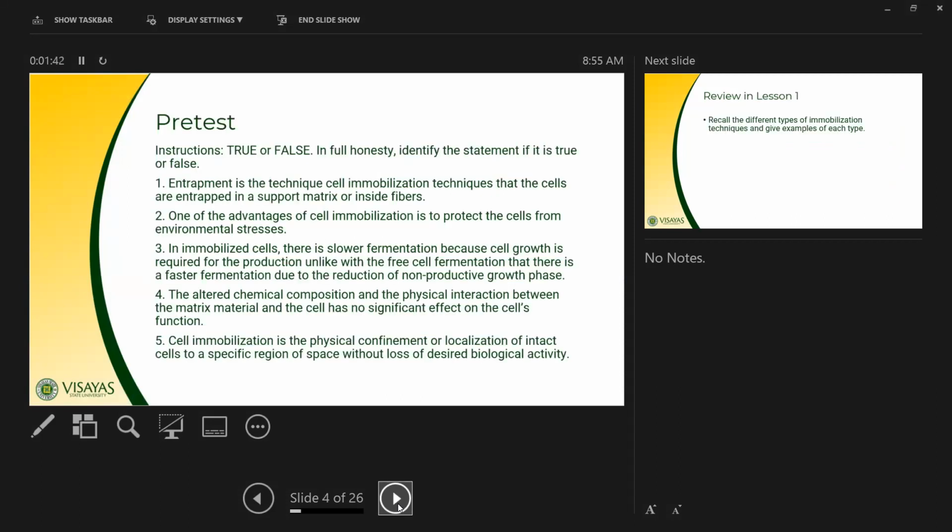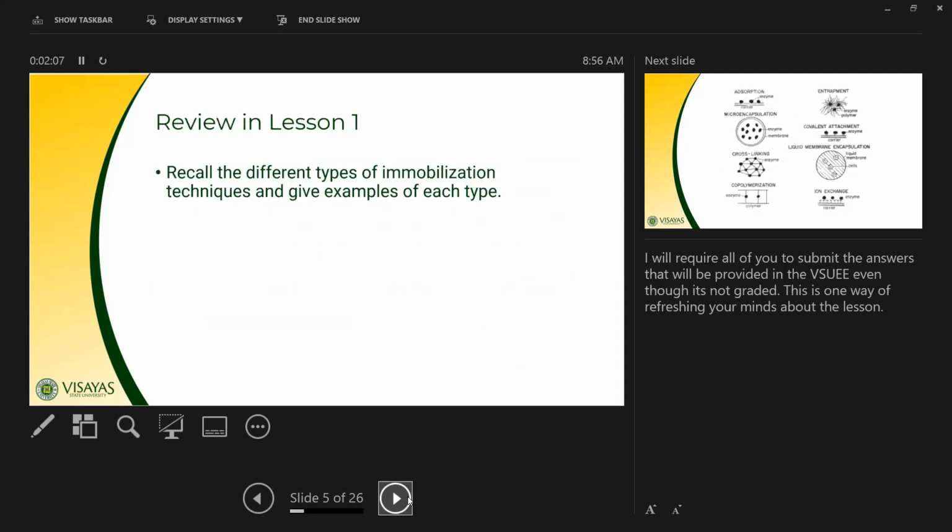I will not dwell on the pre-test because I have already given it to you in the VSUEE, and we have already answered this question. So just refresh your mind about it. It's on the handout. Please study for the incoming final exam in December. We are almost finished with the class.